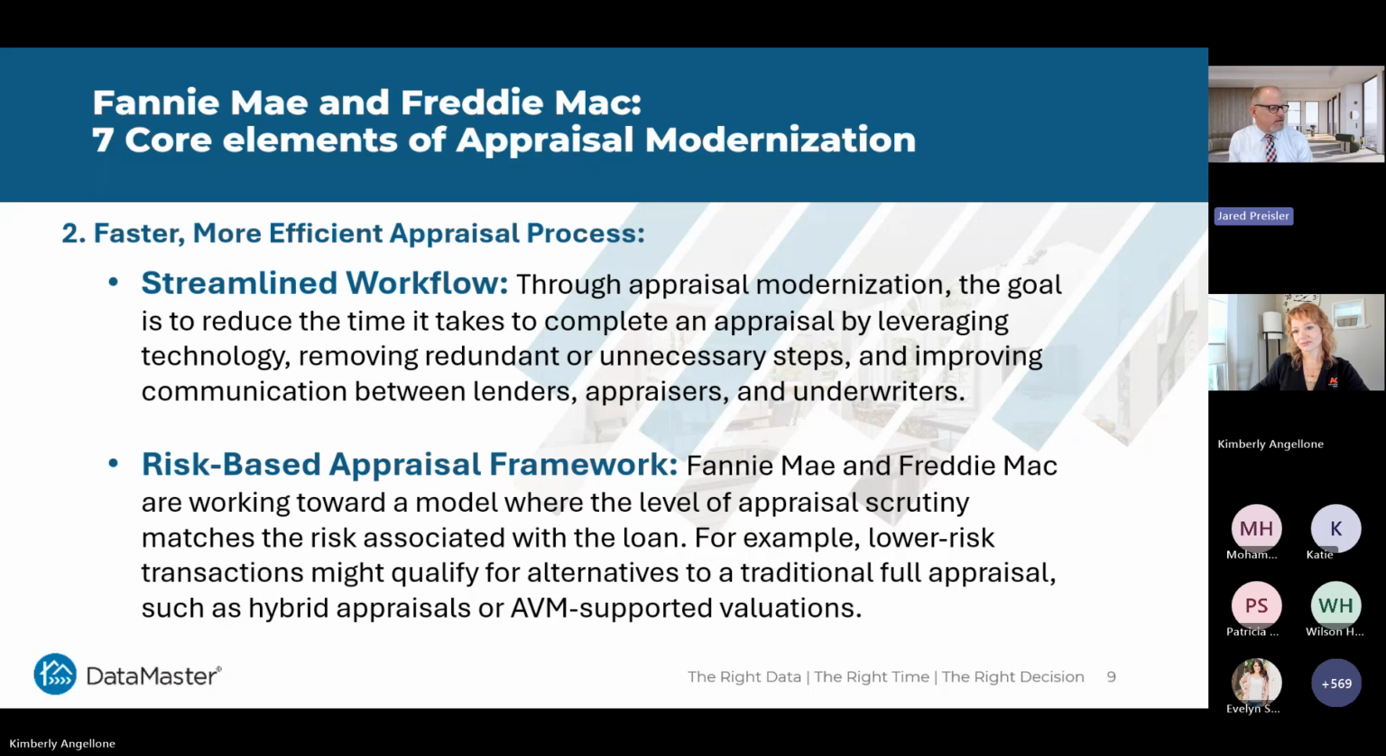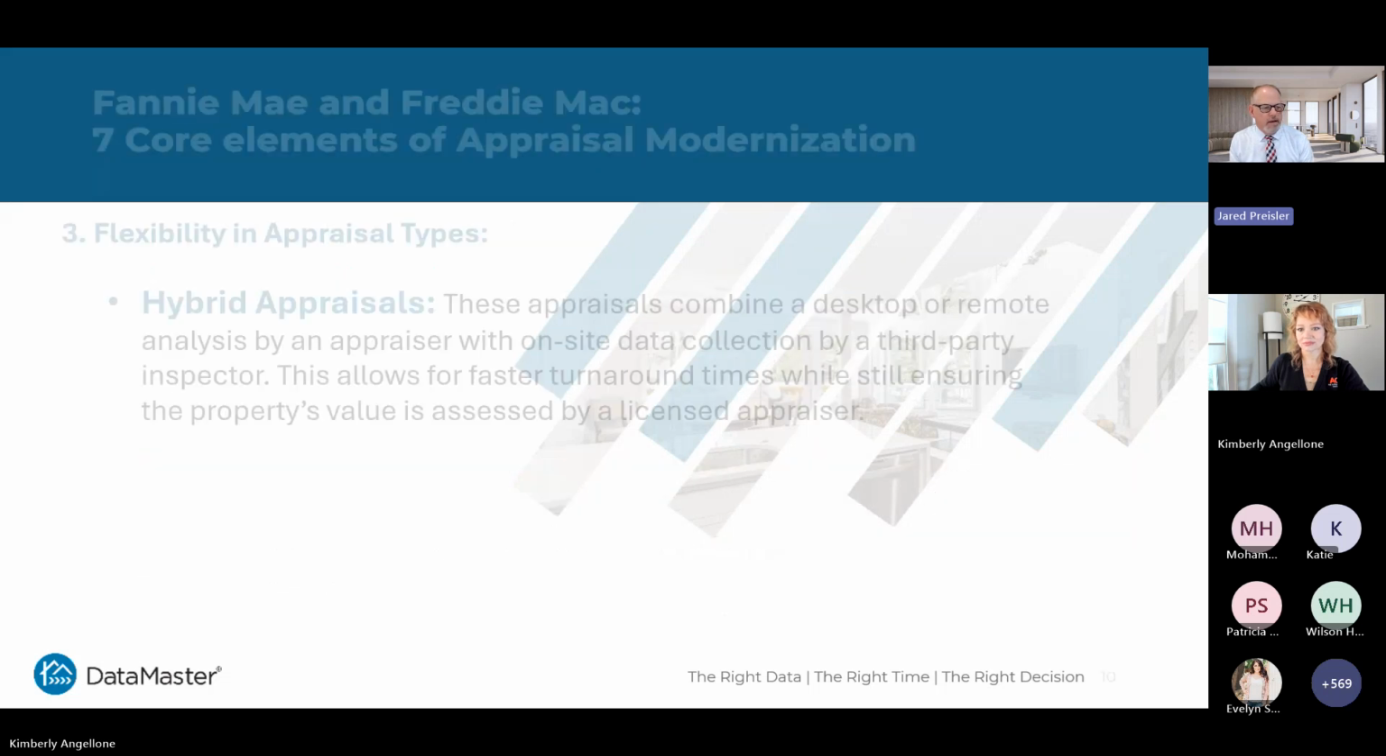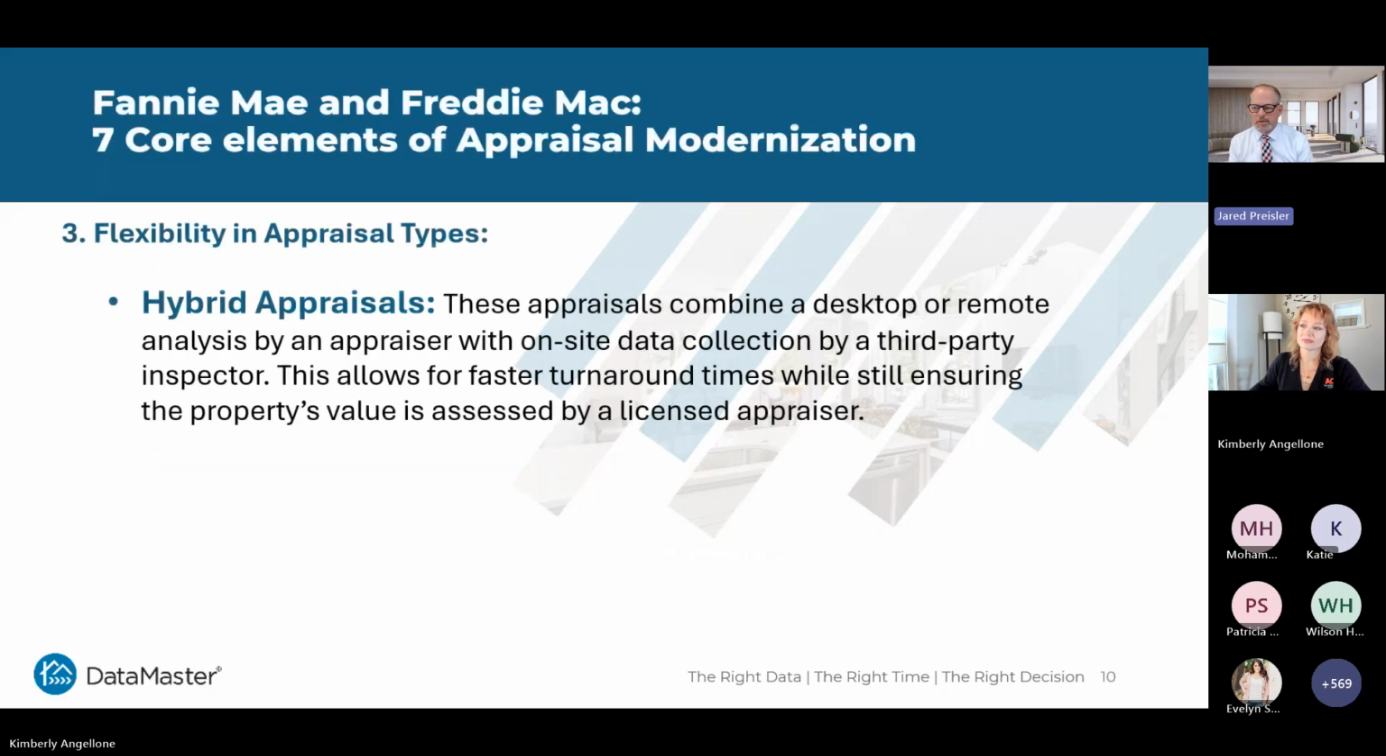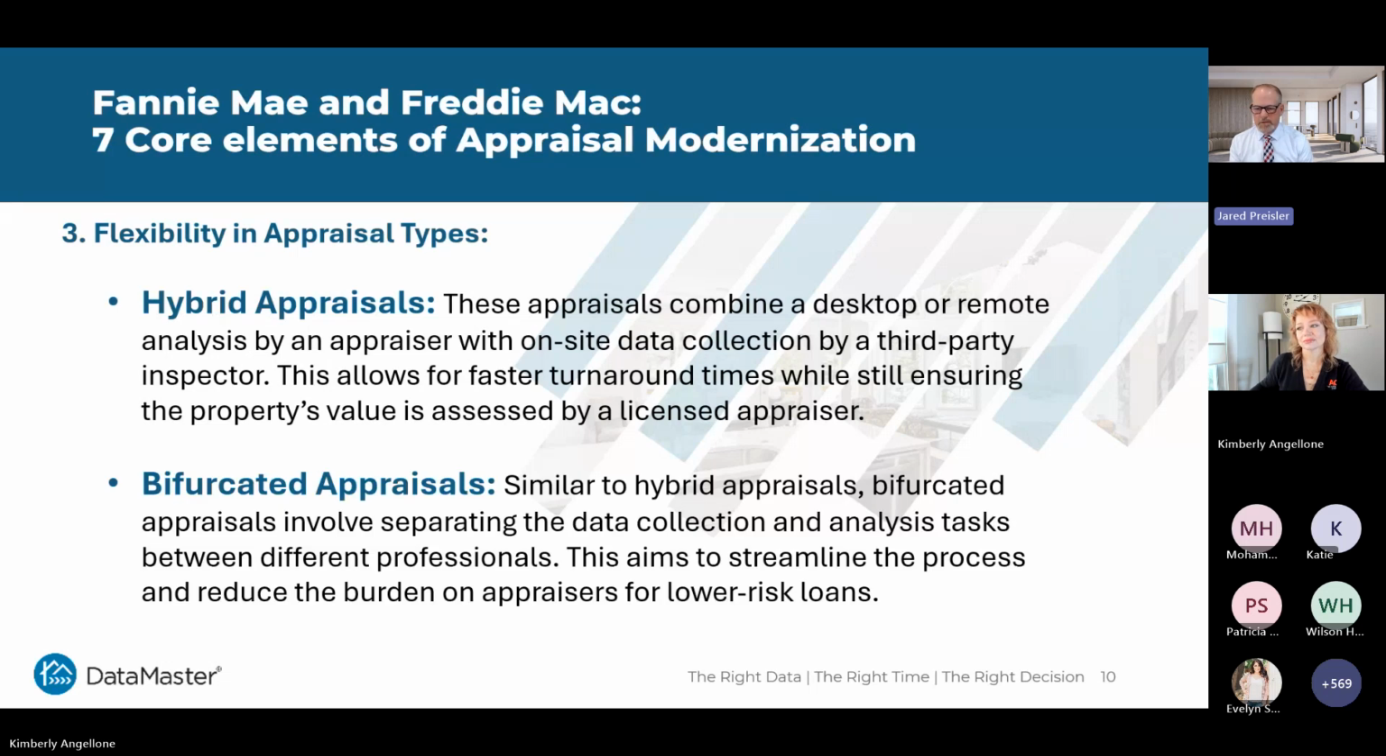And so the next thing that they see, number 3, is really the flexibility in appraisal type. We've got these hybrid, these bifurcated appraisals, traditional, and based on the type of risk of the loan, Fannie and Freddie's goal is to be able to utilize some of these other appraisal types. And I think this is a good place for me to mention this. And some of you that have heard me speak before will know that this is one of my soapboxes, one of the things that I like to get on.